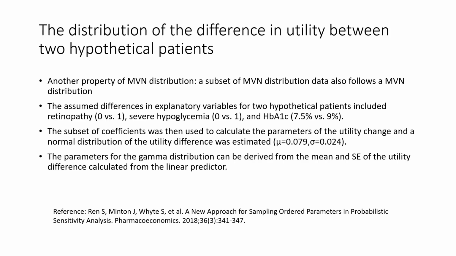Another property of the multivariate normal distribution is that a subset of multivariate normal distribution data also follows a multivariate normal distribution. We use the same method to obtain the distribution of the difference in utility between two hypothetical patients, given the differences in explanatory variables. When there is certainty about the order of utility values for two health states, for example, the utility value of one health state is always higher than the other, a gamma distribution can be defined to make the utility difference always positive.